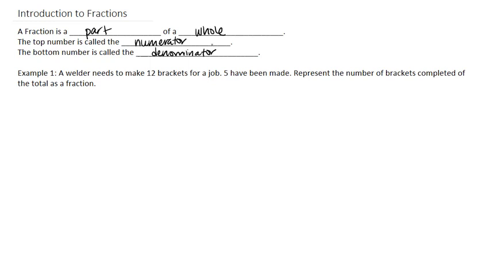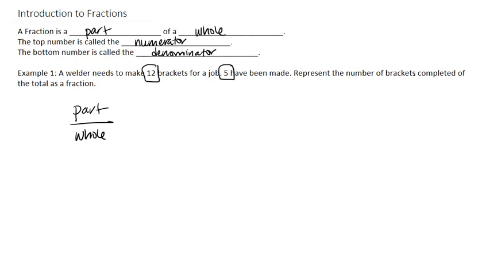Now, let's look at an example. So we have a welder who needs to make 12 brackets for a job. 5 have been made. Represent the number of brackets completed of the total as a fraction. So this means that for this fraction, it's part over the whole. So we have 5 and we have 12.